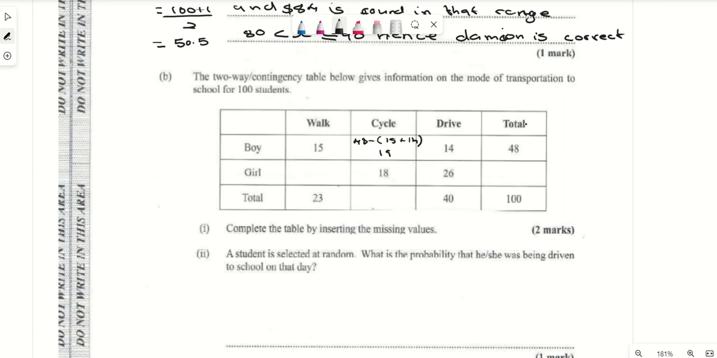Right, girls? We don't know that, but we do know that the total walk is 23. So if 15 boys walk, then 15 plus the number of girls would give you 23. So the number of girls is 23 minus 15. When you subtract these two, you are going to get 8. So we know 8 girls walk, right? And by doing that, we can find the total number of girls. 8 plus 18 plus 26.